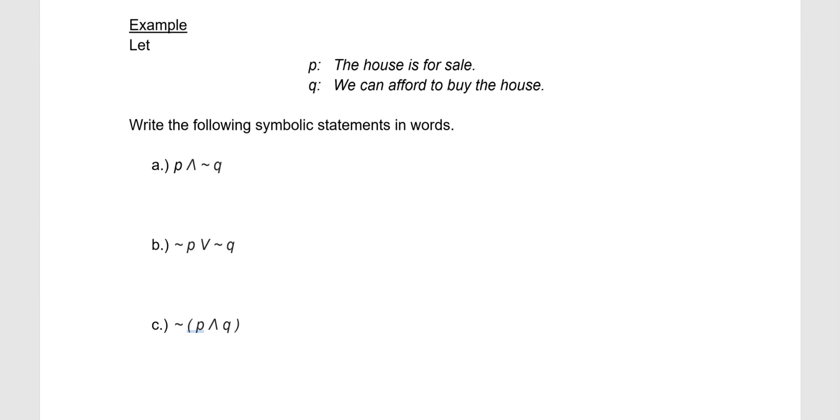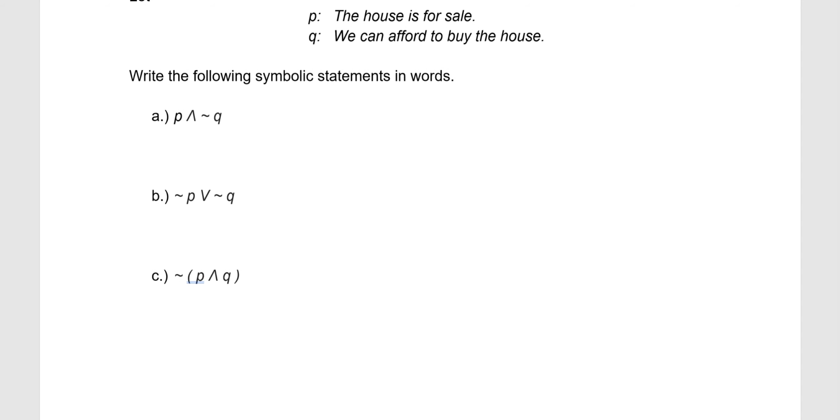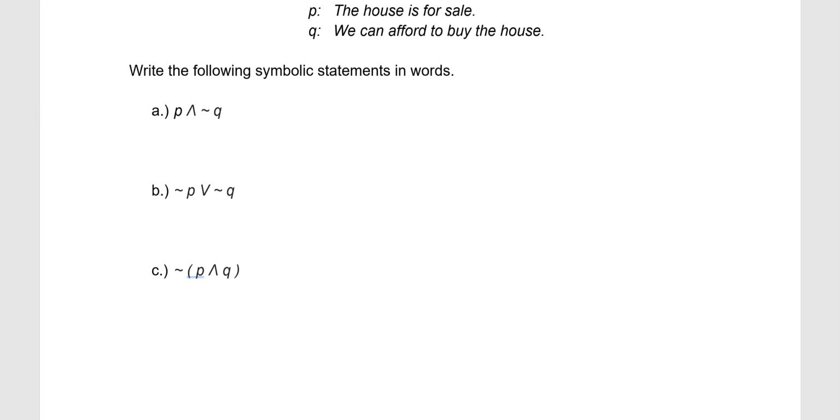Okay, let's do another example. We have statement P is the house is for sale, and statement Q is we can afford to buy the house. Let's write the following symbolic statements in words this time, so we're going the opposite direction. We have the first one here. We have statement P, and then the and symbol, and then the negation symbol on Q. First we're just going to write statement P out. So the house is for sale.